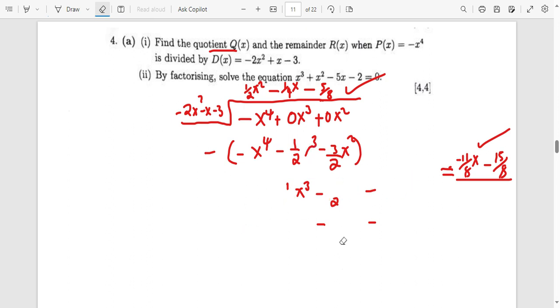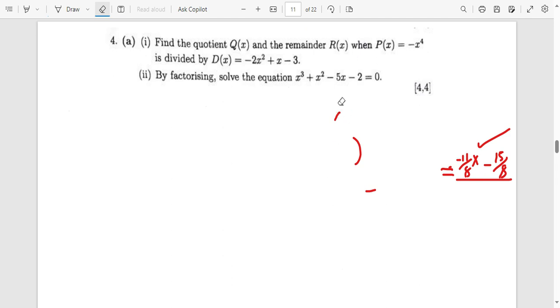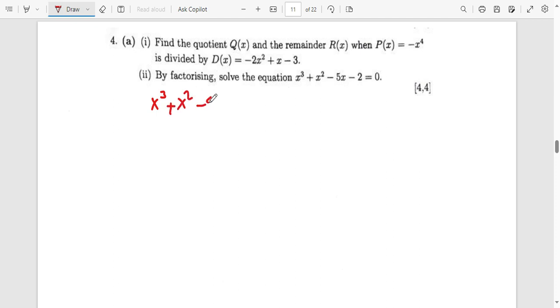Now let's look at part 2. By factorizing the equation, solve it. And the equation we have is x to the power 3 plus x minus 5x minus 2 is equal to 0. The question should be, how do we factorize something that has got a power 3? X to the power 3 plus x power 2 minus 5x minus 2 is equal to 0.